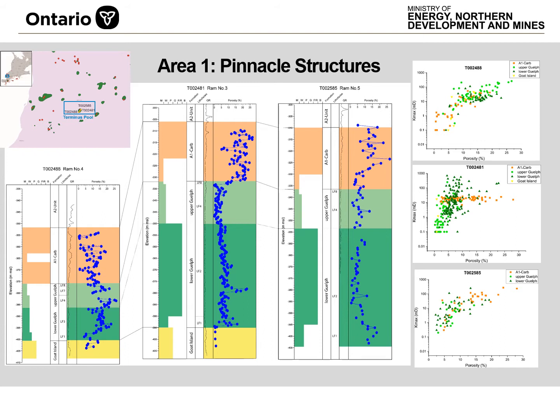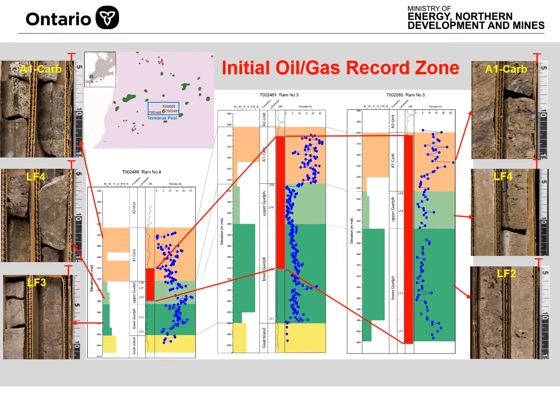The three charts on the right show the relationships of porosity and the logarithm of permeability max. It shows a general linear fitting except for the A1 carb in the middle well. It is possible that the permeability is hindered by the presence of evaporites. The red columns mark the initial oil and gas shown zone, which covers the A1 carb to Guelph.